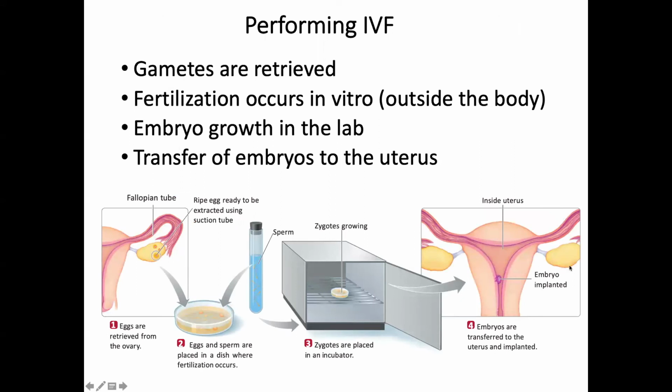This slide shows you how in vitro fertilization is performed in labs. First, the gametes are retrieved. Both sperm and egg gametes are placed in a culture dish where fertilization can occur. The fertilized egg is also called a zygote. The zygotes are cultured in an incubator to let them grow until they become an early embryo before they can be transferred to the uterus.